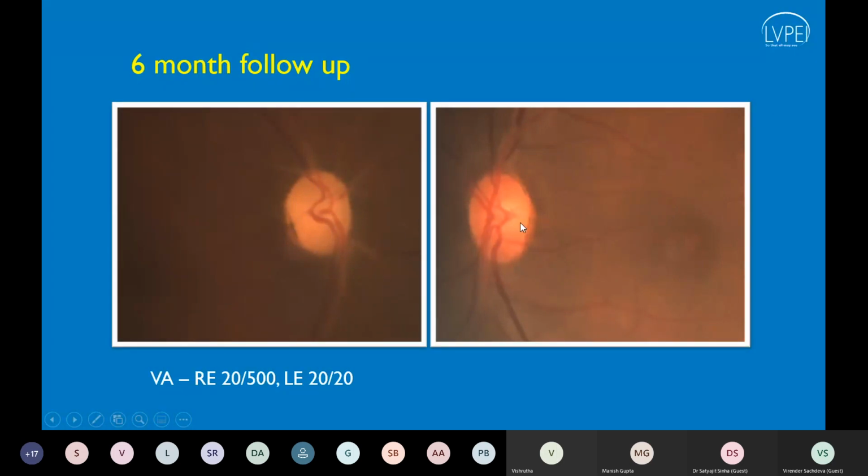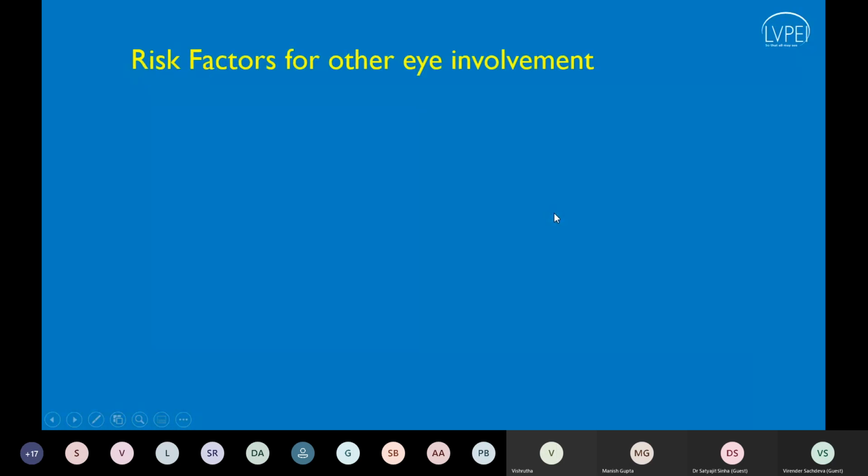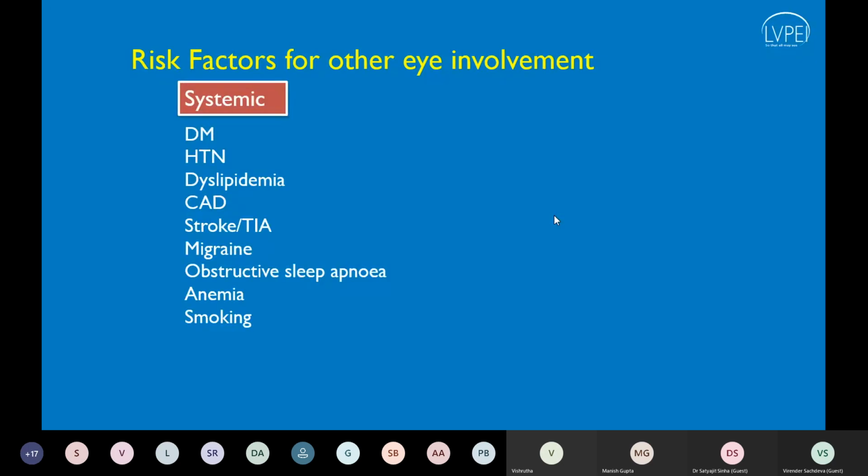The fellow eye is quite okay, and a month later, the patient came with involvement in the other eye, and this patient had a recurrent NAION. Now, the important thing in a patient with NAION is the control of risk factors.